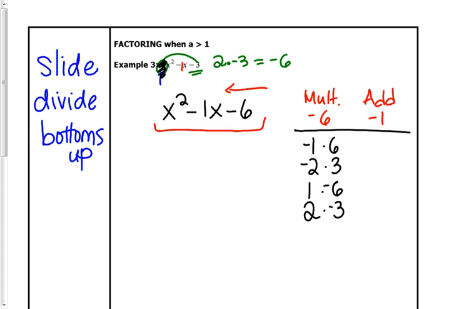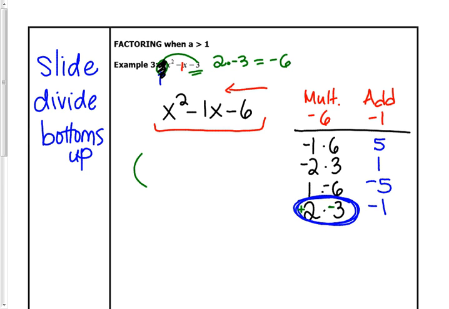But if I added them, what would they give me? So if I added negative 1 and 6, that's going to give me a positive 5. If I added negative 2 and a positive 3, that's going to give me a positive 1. If I added a positive 1 and a negative 6, that's going to give me a negative 5. And then a positive 2 and a negative 3 is going to give me a negative 1. So again, which one adds up to that middle term? Remember, I needed a negative 1. And I found that this combination here, this magic pair, is going to work. So this is a positive 2 and a negative 3.